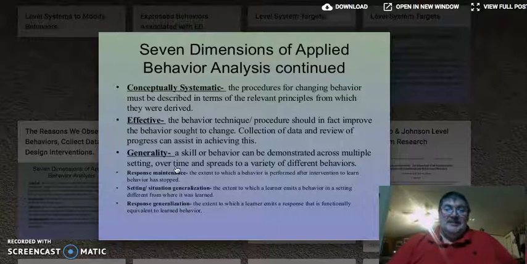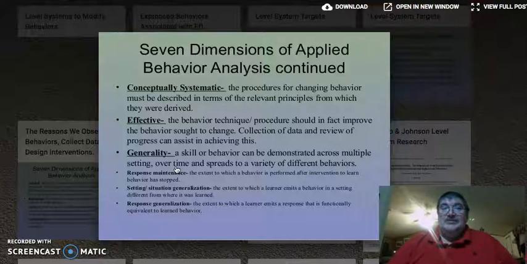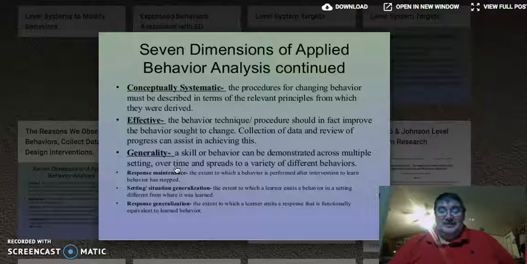Winding up the 7 dimensions, it's conceptually systematic. The procedures for changing behavior must be described in terms of relative principles from which they were derived. So that is our procedure for creating our level system, how it works, how it is applied, what the students can achieve, what they can select if they get their required points for their rewards.